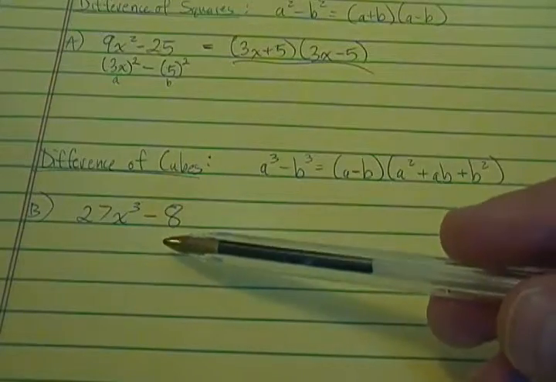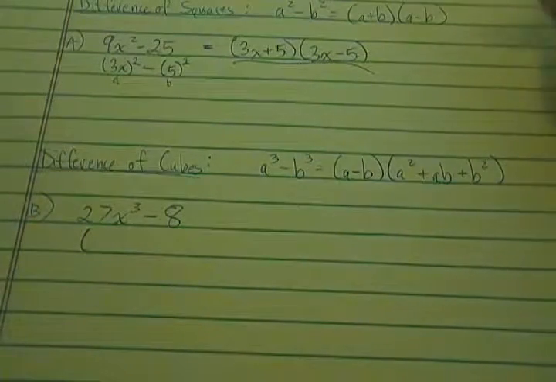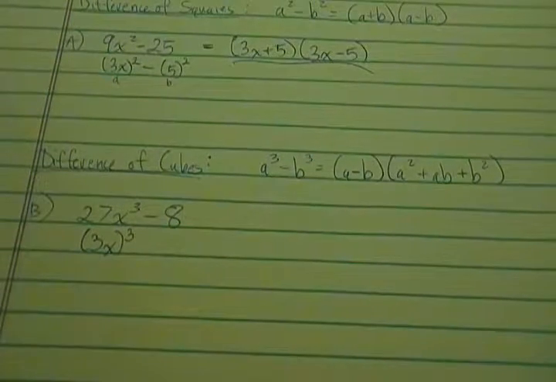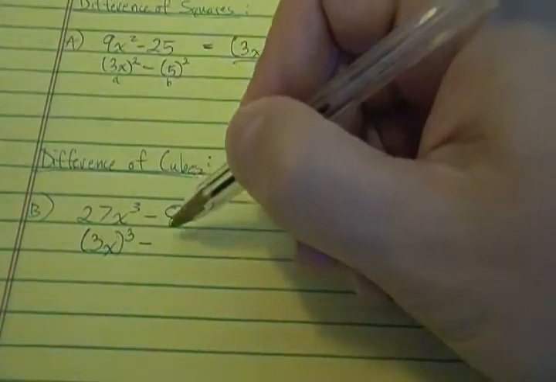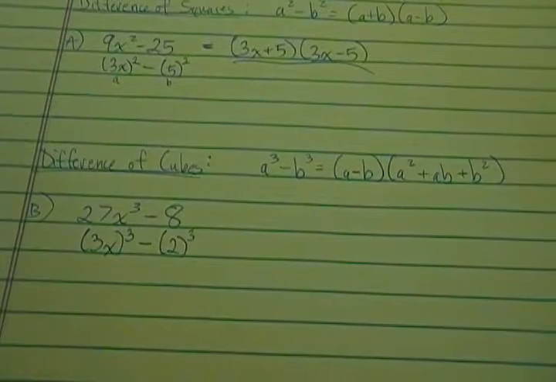Right, so is this a difference of two cubes? Well, 27 is a perfect cube. I almost said a "Pufict" cube. 27 is a perfect cube because 27 is 3 raised to the third power, and x to the third power obviously is x raised to the third power. Right, so 27x to the third is 3x in parentheses raised to the third power. And then 8 is also a perfect cube because it's 2 raised to the third power.